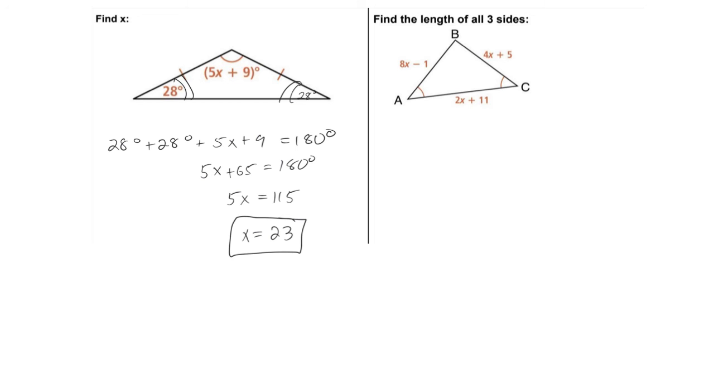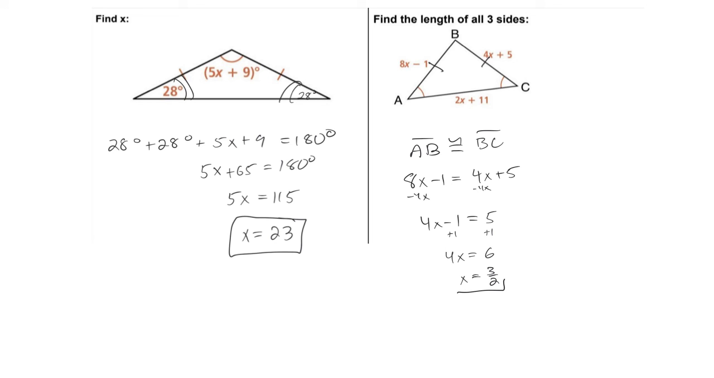And then the last one says find the side lengths for all 3 sides. Okay, so we know that these sides are congruent. Right, we know AB is congruent to BC. So we can set them equal to each other. 8x minus 1 equals 4x plus 5. Subtract 4x from the other side, we get 4x minus 1 equals 5. Add 1, right, and we get 4x equals 6. So x equals 6 over 4, right? We divide by 4, or 3 over 2.